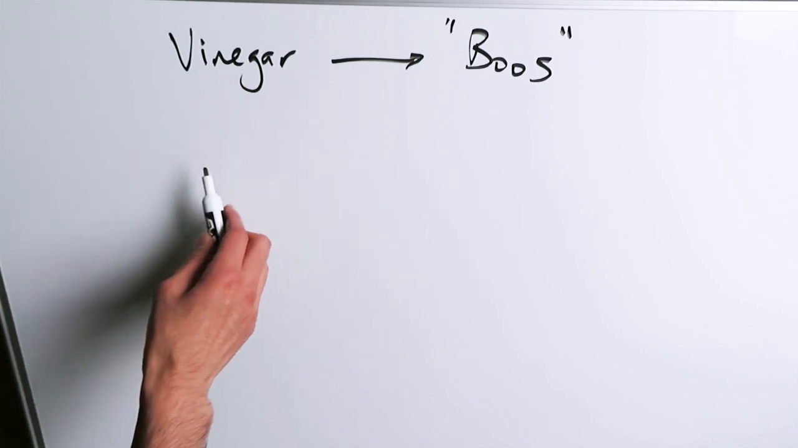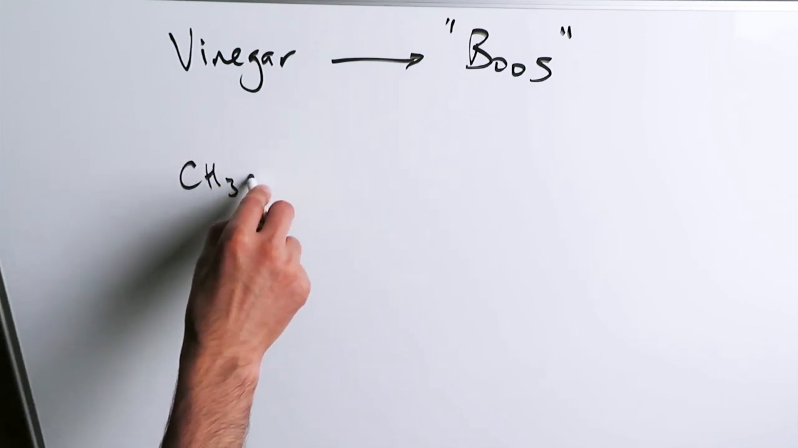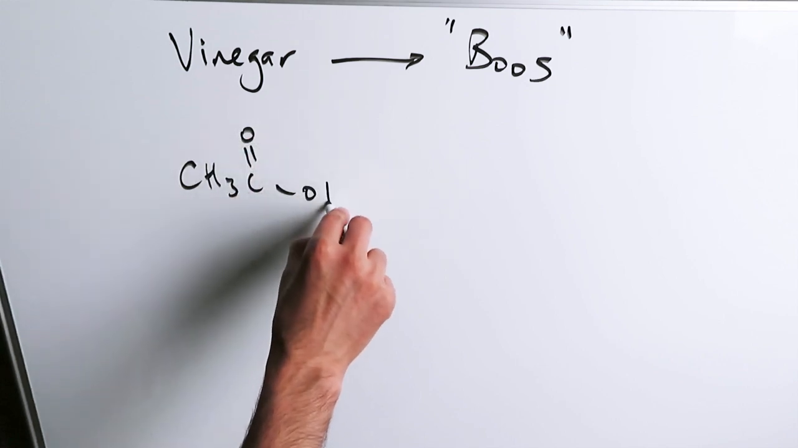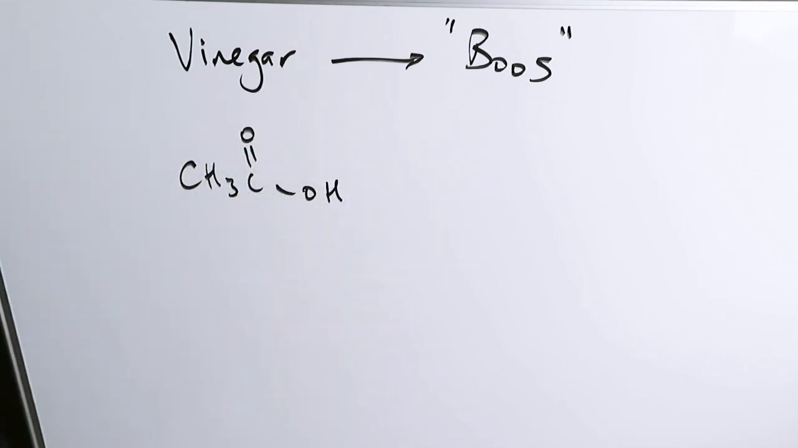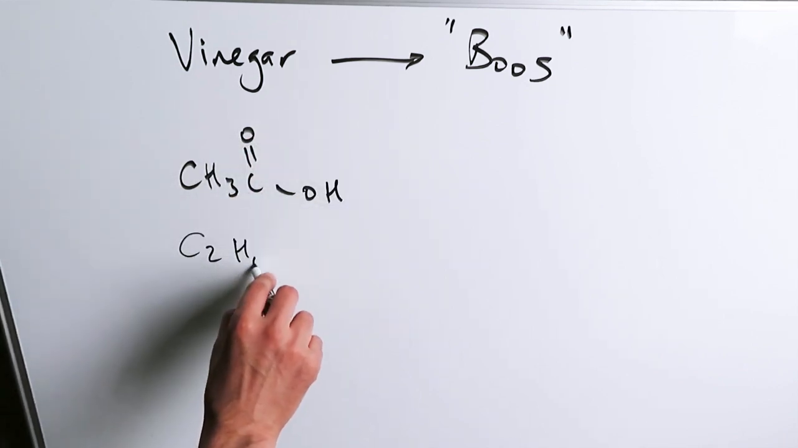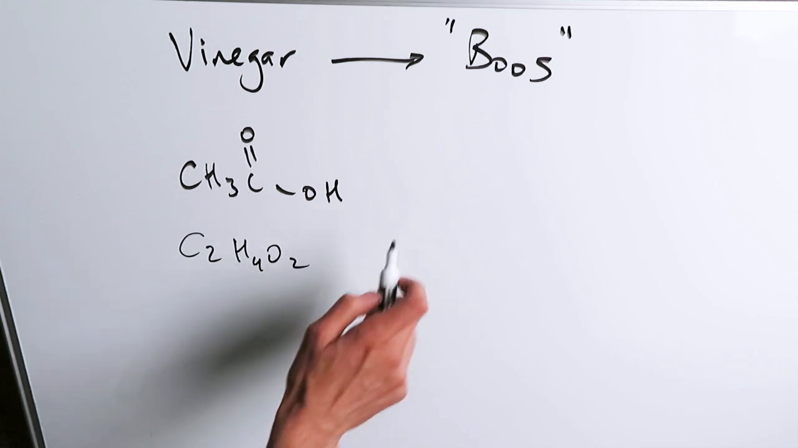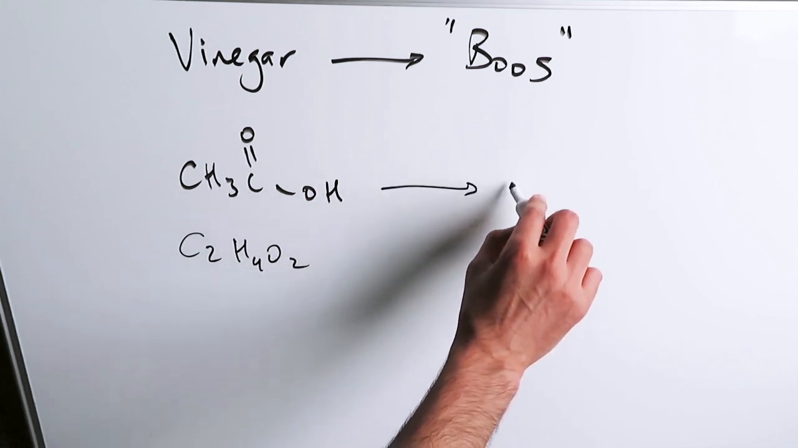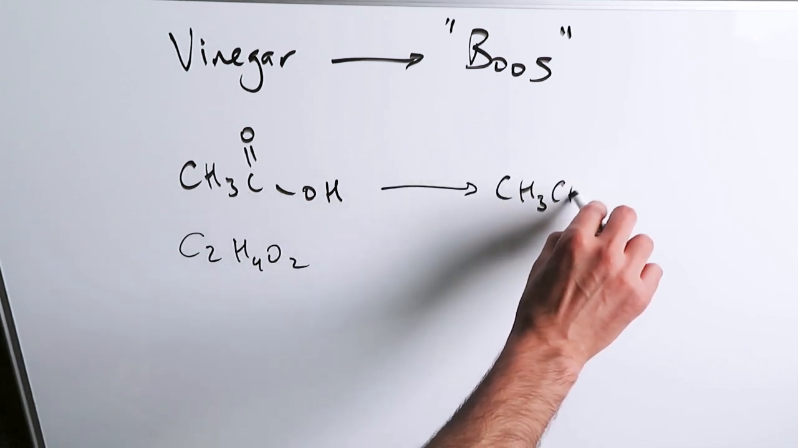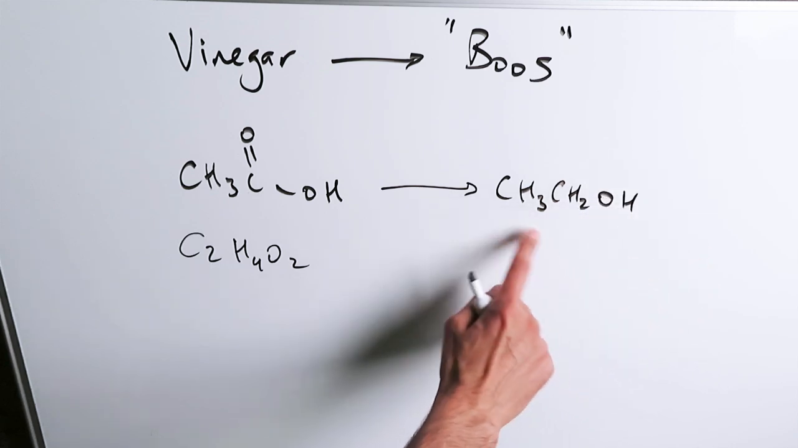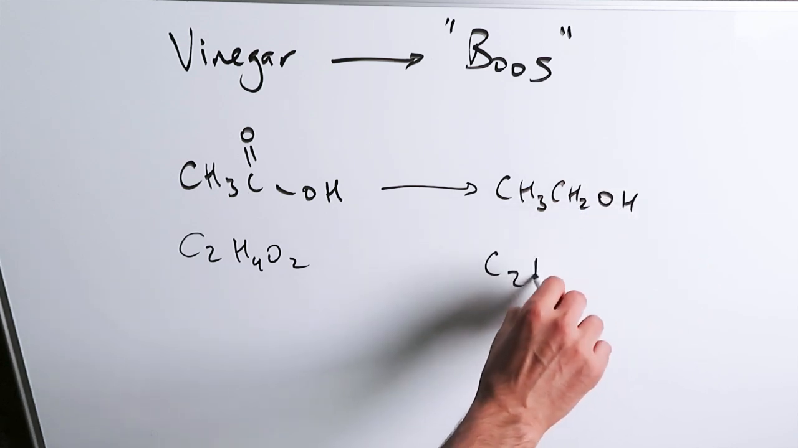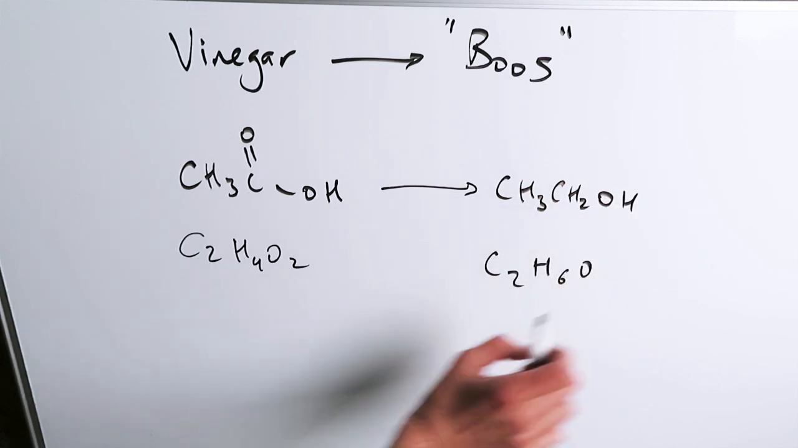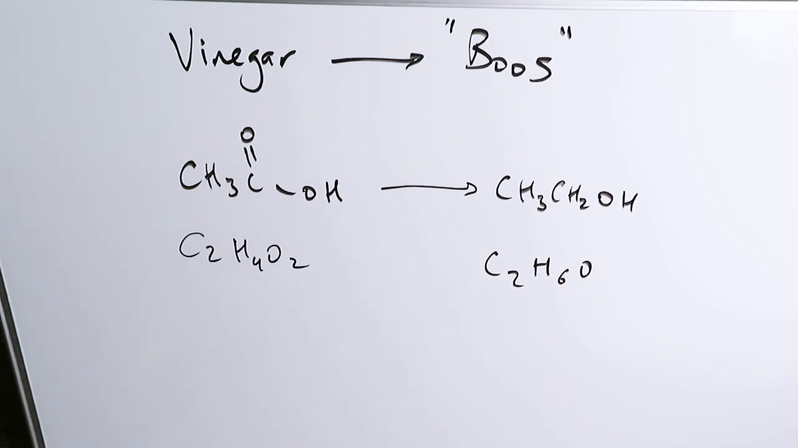We know vinegar here as acetic acid, CH3, C double bond O, OH. When you spell it out in terms of atoms, you have C2H4O2, vinegar. When we're converting into ethanol, we are saying CH3CH2OH, and this right here would be C2H6O. Look at the comparison of the atoms between these two.